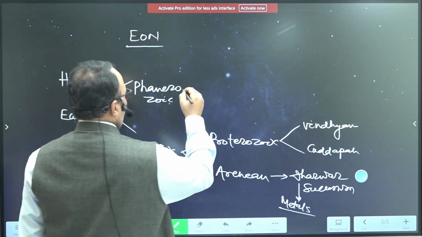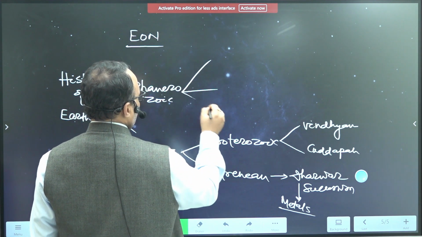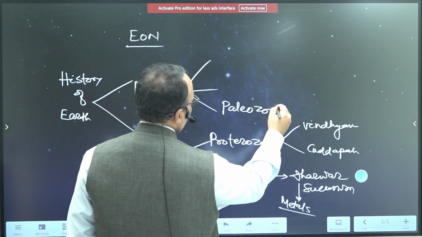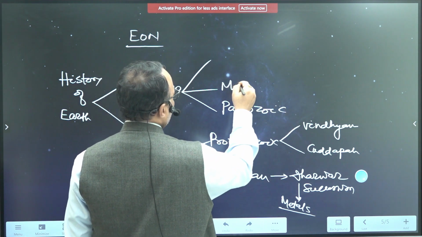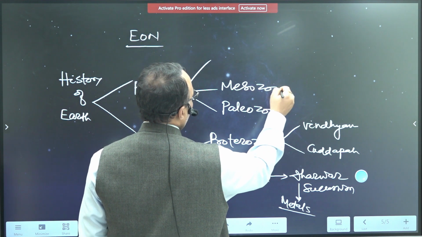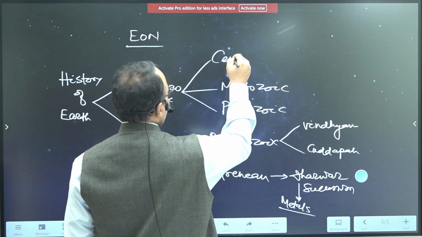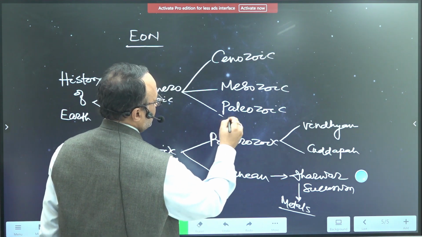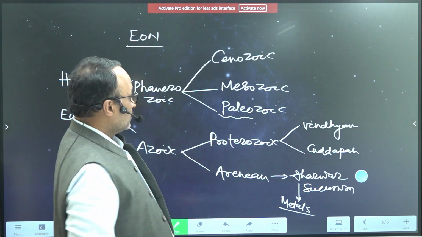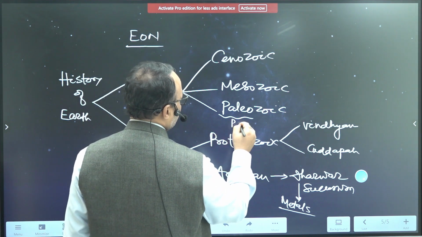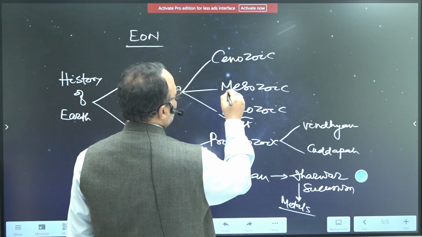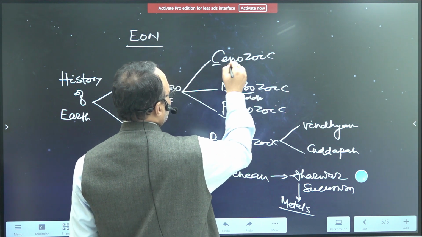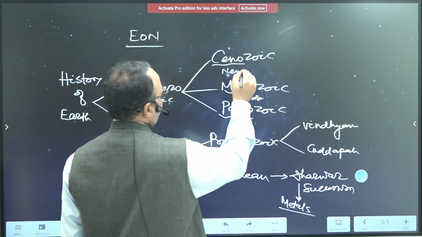Now, Phanerozoic has further been divided into Paleozoic, Mesozoic, and Cenozoic. Paleo means past and zoic means life, so it was the duration of past life. Meso means middle life. And Ceno means new life, new phase life.